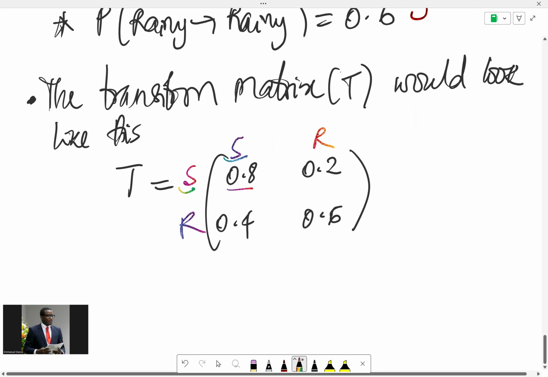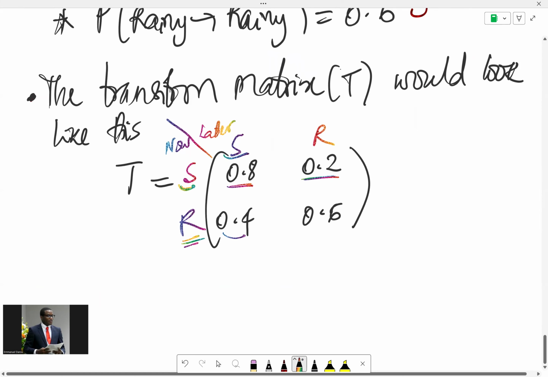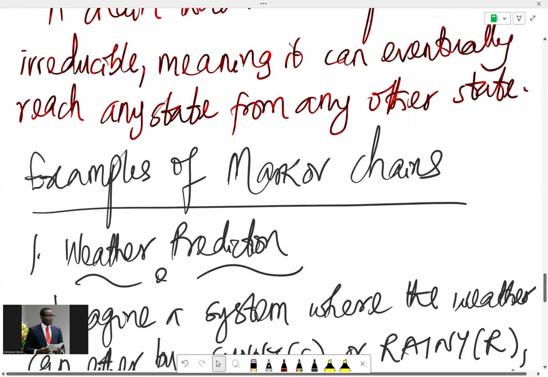Let's say this is now, and this is later, the next state. If it is sunny now, the probability that it will be sunny tomorrow is 0.8. If it's sunny now, the probability that it will be raining tomorrow is 0.2. If it's raining now, the probability that it will be sunny tomorrow is 0.4, as we have up there. If it is raining, the probability that it will be raining tomorrow is 0.6. So that's what the transition probability matrix looks like, and that's a very good example of Markov chains.